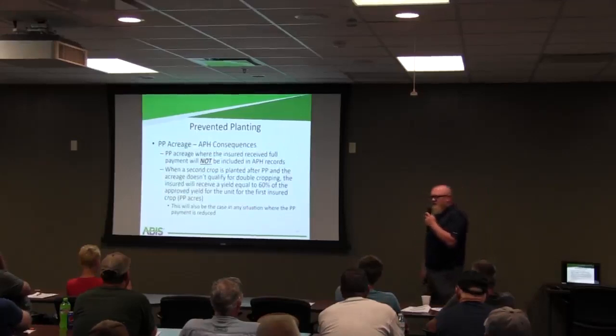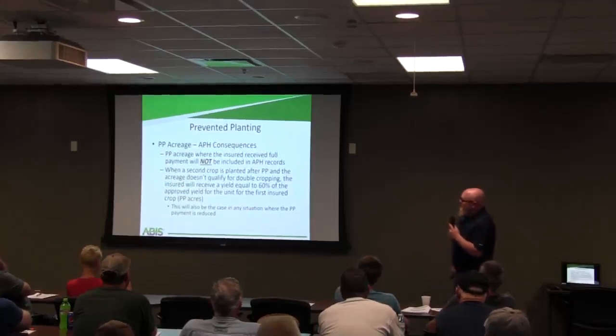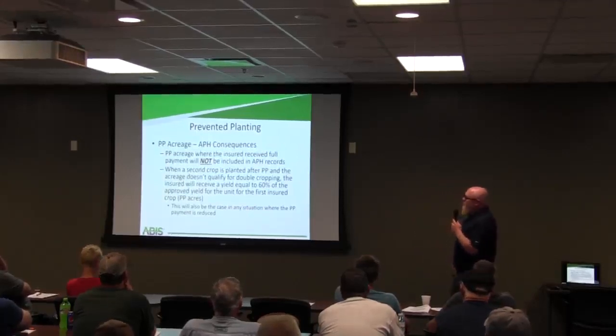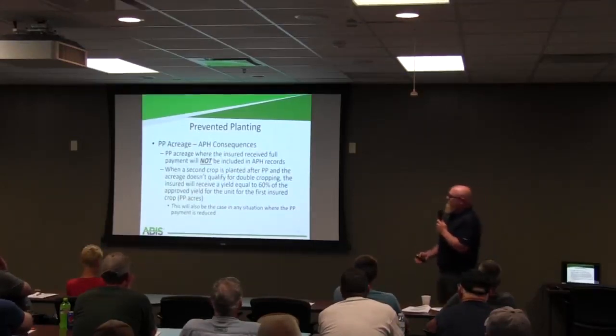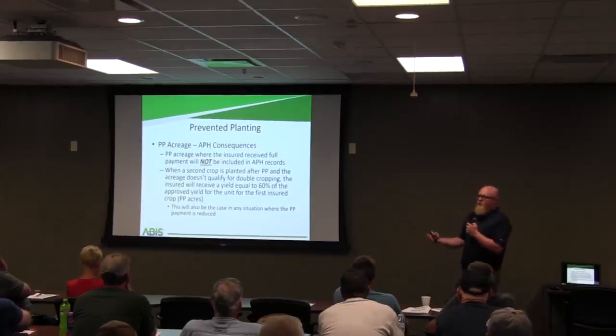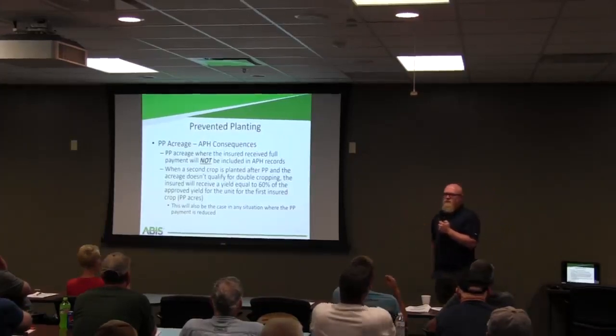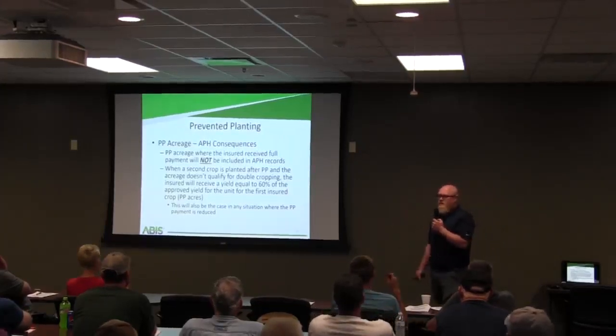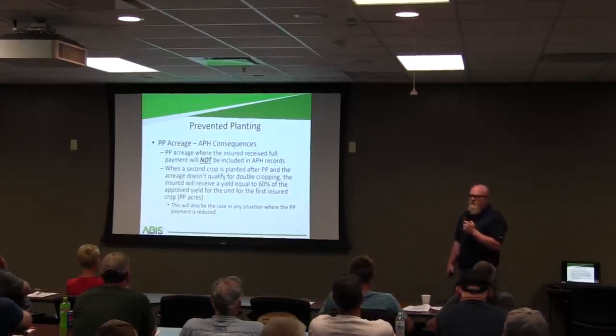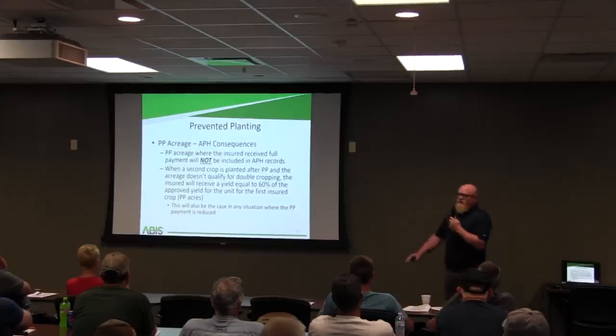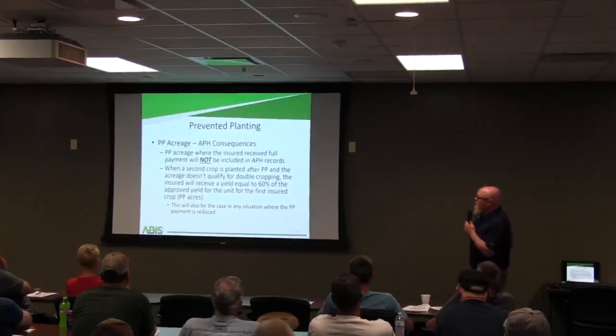So we've also got some APH consequences that are involved. If we've got PP acres where the insured received full payment, those will not be included in your APH. So if you take a prevented plant on your corn or your beans and just let it ride, maybe you do a cover crop or you just do a chemical spray down throughout the summer, or if you go out every once in a while for weed control, you're going to be fine. There's going to be no APH consequences, no payment consequences, anything along those lines.